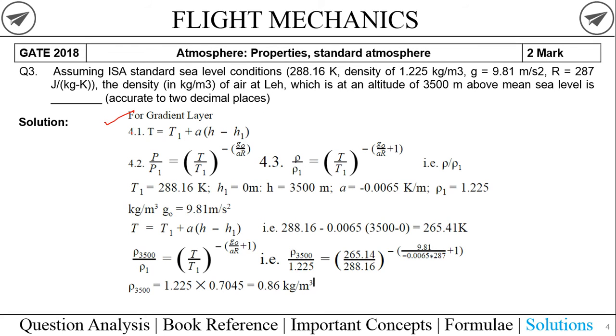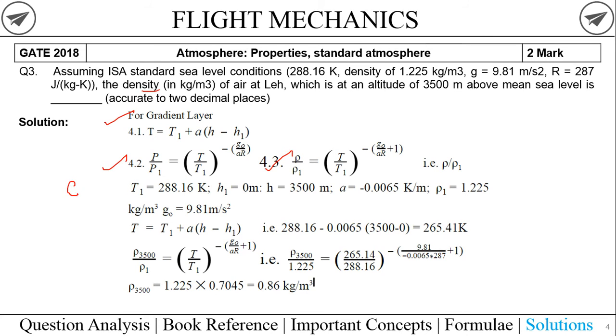So for the gradient layer, we know that T is equal to T1 plus A times (H minus H1). T1 and H1 are nothing but the sea level conditions, and H is the height at which we are interested to find the parameter, and T is the temperature at that particular height. In this case, it is 3,500 meters. And we know the formulas for pressure ratio and density ratio. For this, we need the density ratio as they are asking for the density.